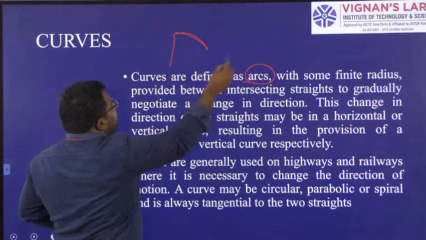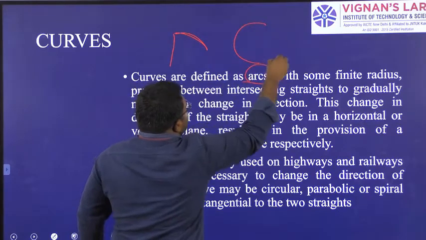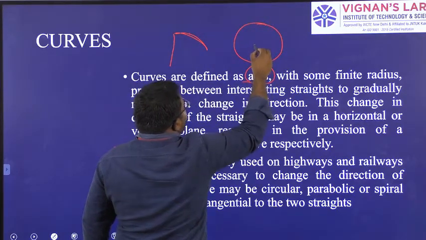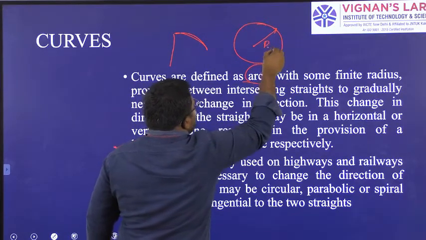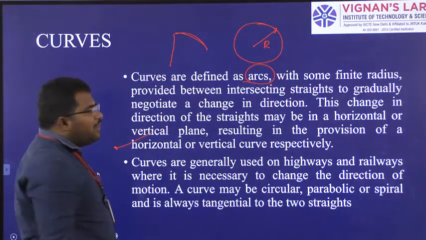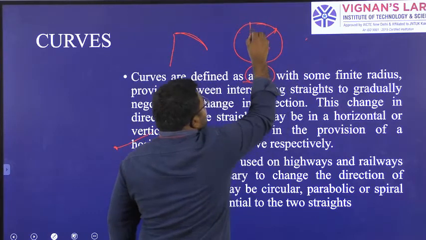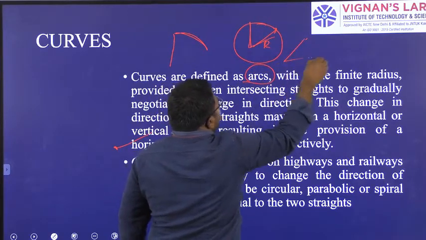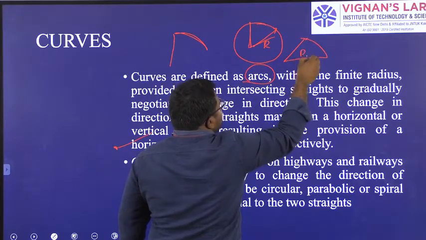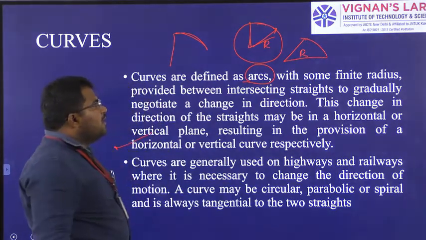That means if you are taking a circle, from the circle you are having a radius r. Now a part of the circle we are going to take, that is called an arc. This part I am taking now. This is an arc with radius r.